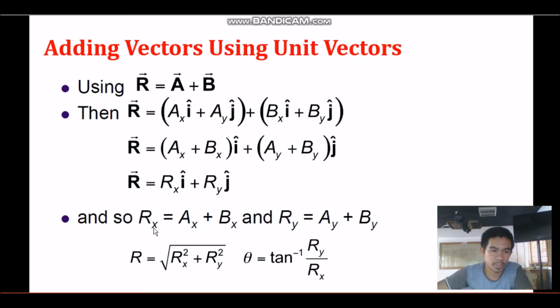And so again, r of x is a of x plus b of x, and r of y is a of y plus b of y. The magnitude of r is the square root of r of x squared plus r of y squared. I discussed this already, how to add vectors using their components. And then the direction from the positive x-axis will be the inverse tangent of r of y over r of x.